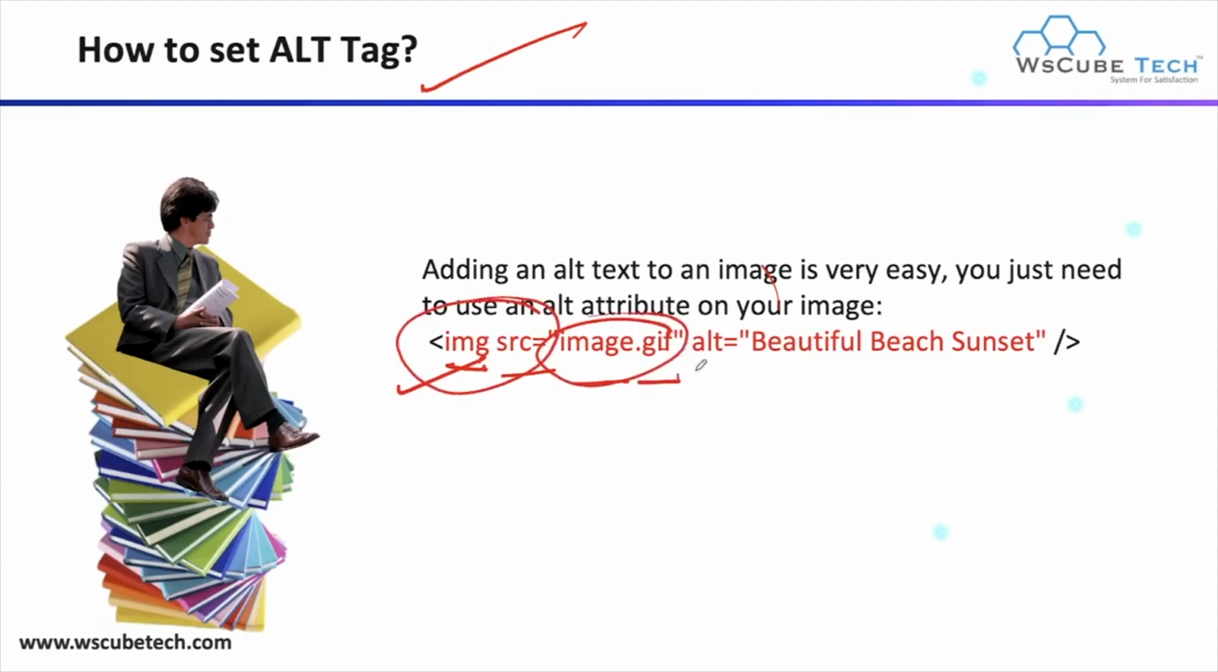After that, we have to use this particular attribute, that is alt. This is your alt tag: alt equals to whatever alt text you want to add. For your alt tag, it's compulsory that you mention your primary keyword there, just to optimize your image.